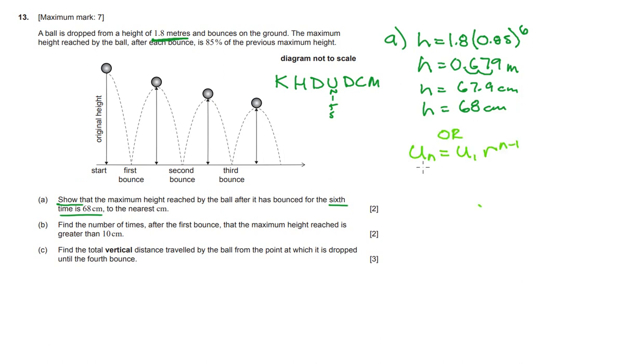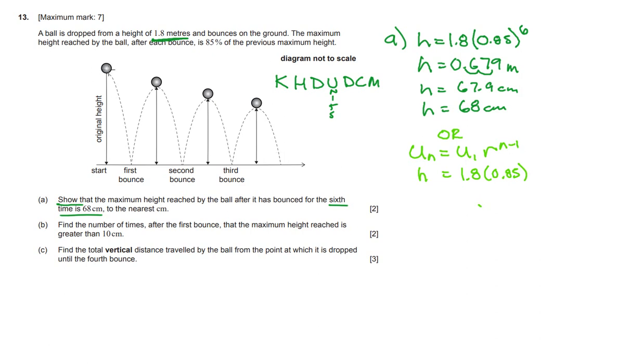Now we can also use this, u sub n equals u sub 1 times r to the n minus 1. The only reason I don't like using this is because it makes it a little bit confusing. So I'll just show you how this one works. Our u sub n would be our height in this case, and u sub 1 is the first height, the starting height, which is 1.8. And then r is the common ratio, which is 0.85. Then we've got n minus 1.